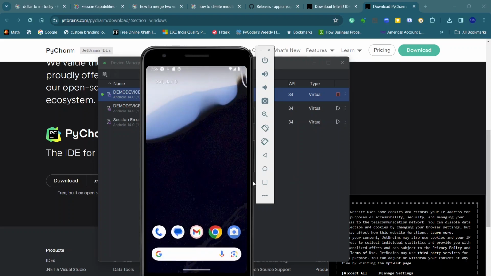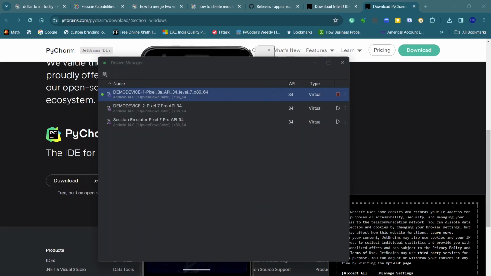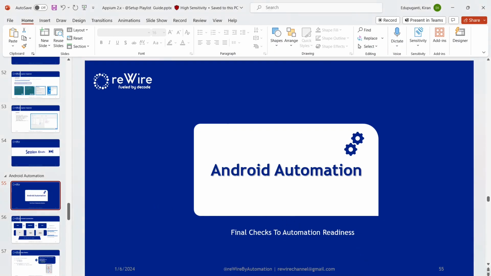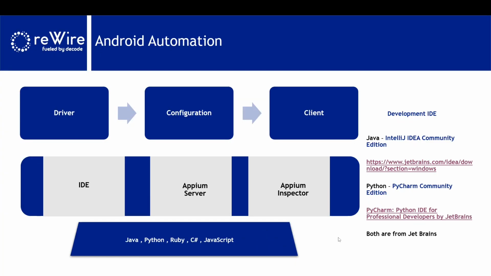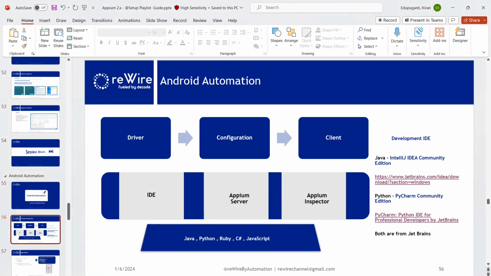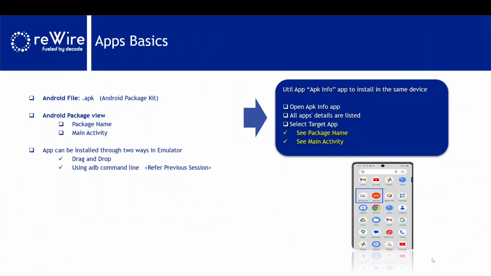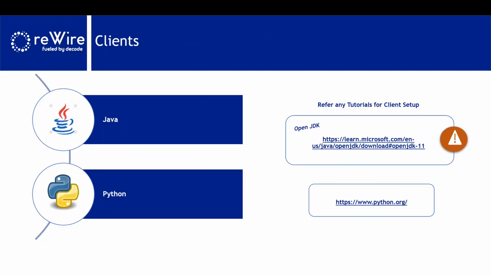Okay, so now let's switch over to the rest. We have seen the app package name and the main activity. Now the clients are Java and Python. Based on my availability, I may come up with Python sessions as well. For now, I'm targeting to roll out Java sessions.